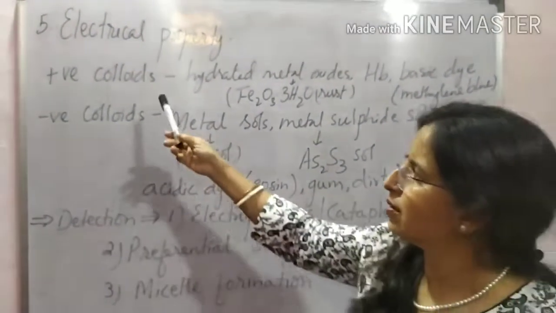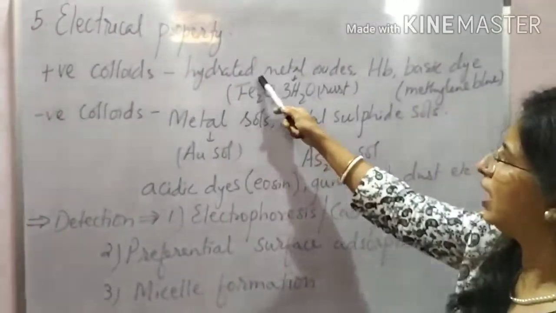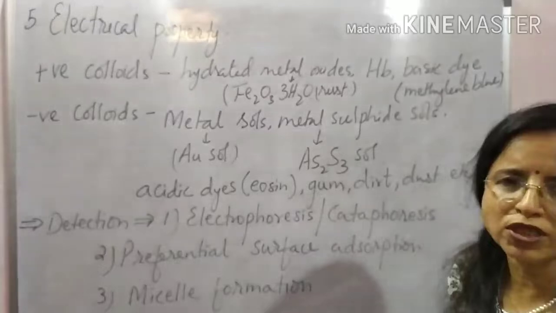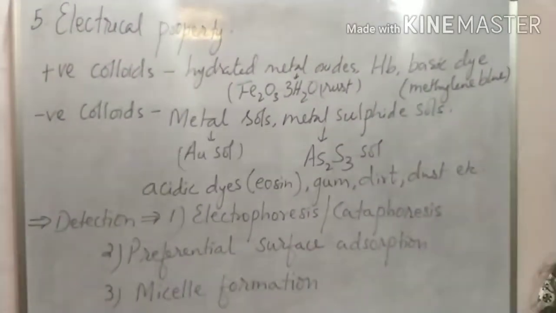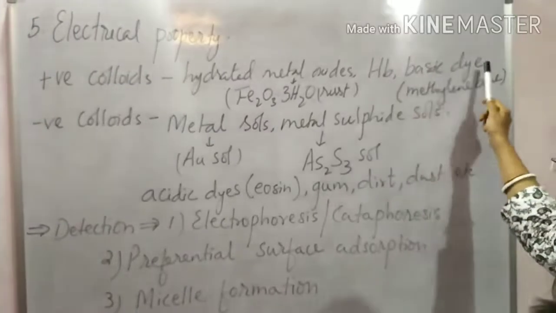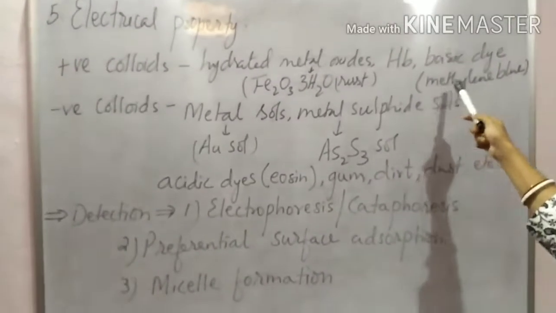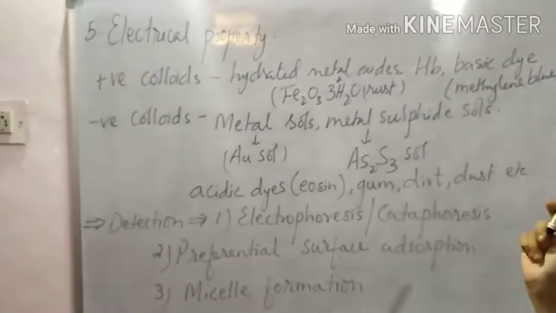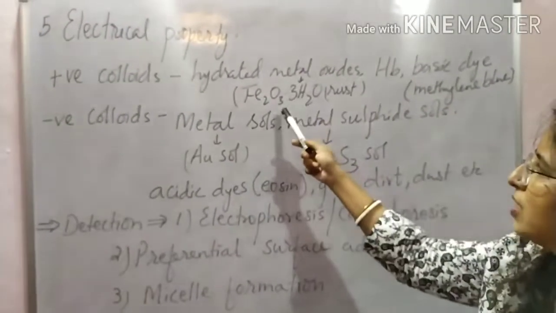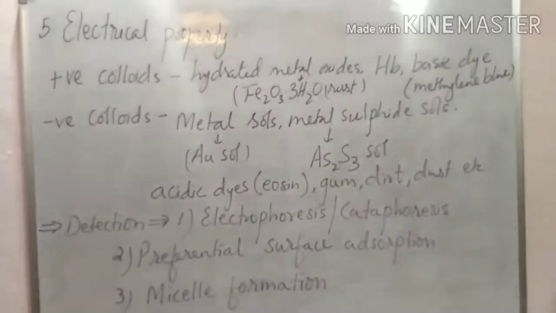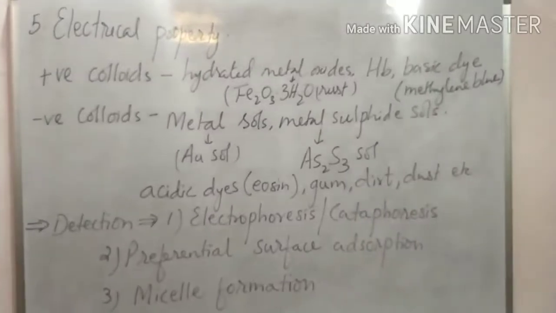So here are some positive charge colloids. All hydrated metal oxides are positive charge colloids. Then hemoglobin present in blood is a positive charge colloid. Basic dye is a positive charge colloid. One example of a basic dye is methylene blue. Blue color का ink के जैसा stain रहता, that is a basic dye. Hydrated metal oxide, a very common example is rust, Fe2O3.3H2O. That is a positive colloid.